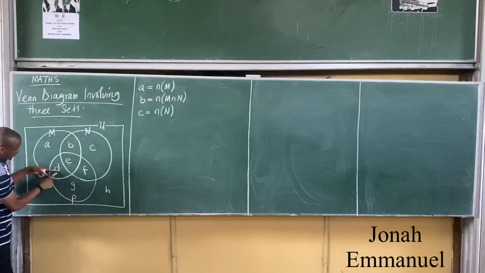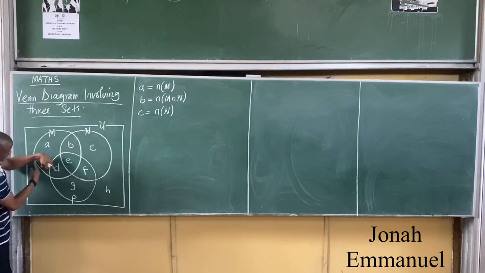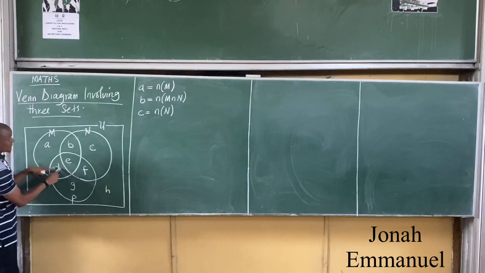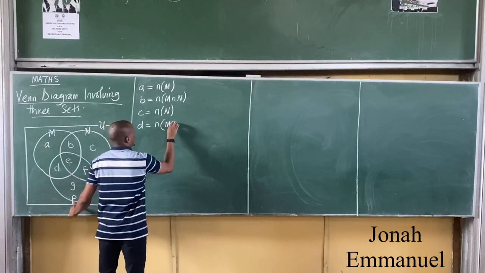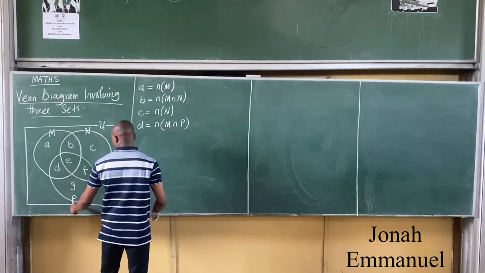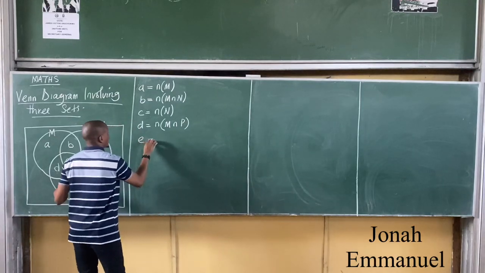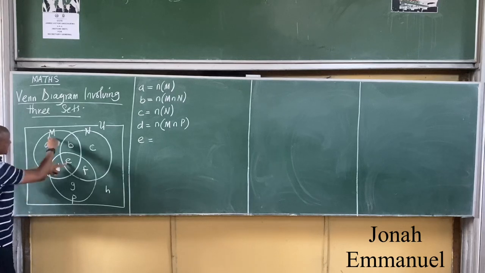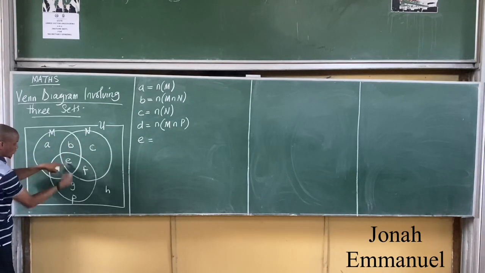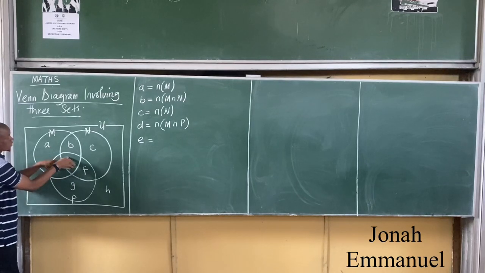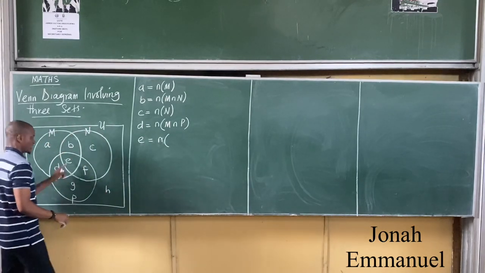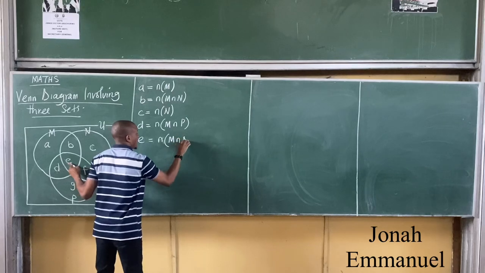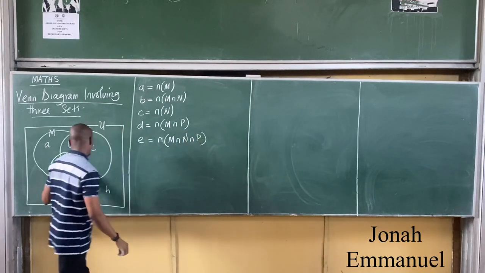Here is D. This point is for this circle and this circle; the circle going this way and this one meet at D. So this one contains M and P, their intersection. So D is the total number of M intersection P. Next, E. At this point, you can see my M circle, N circle and P circle all meet here. So E is the intersection of all three circles: M intersection N intersection P.